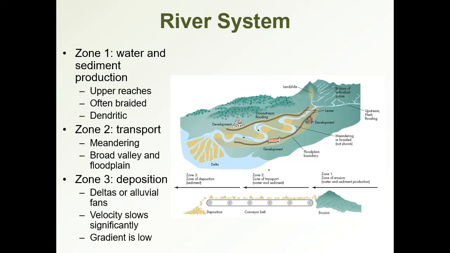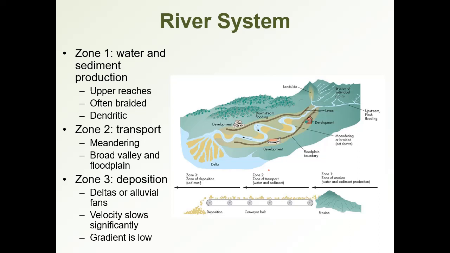Okay, let's look at the river system as a system rather. We can divide the river into different zones. So we have zone 1. This is known as the zone of production. This is producing water and sediment. This is also called the zone of erosion.